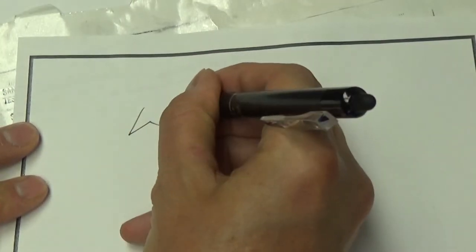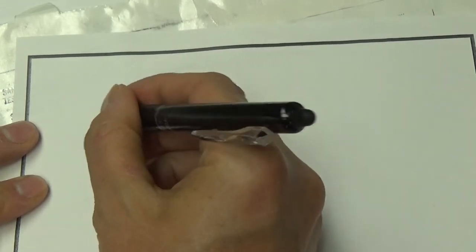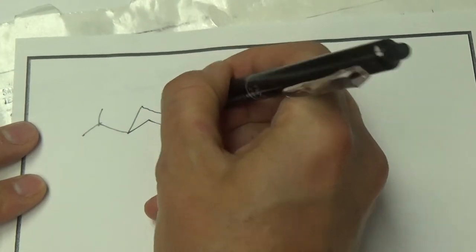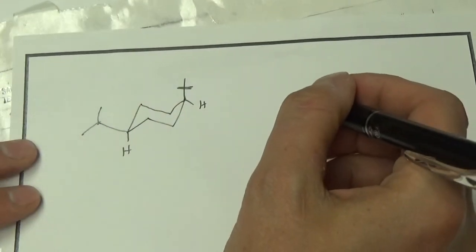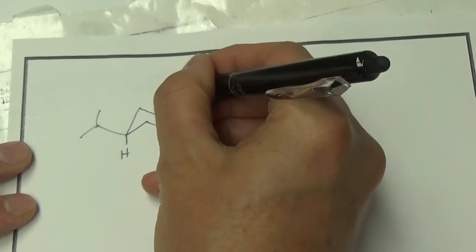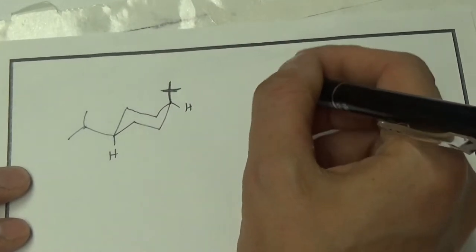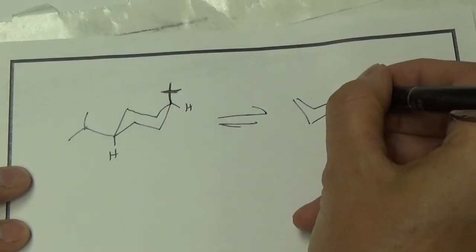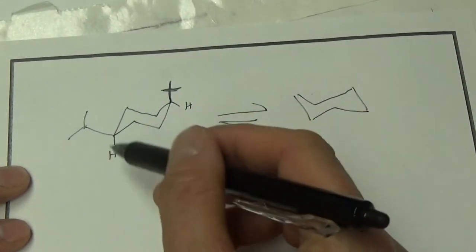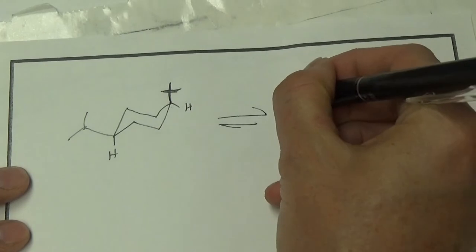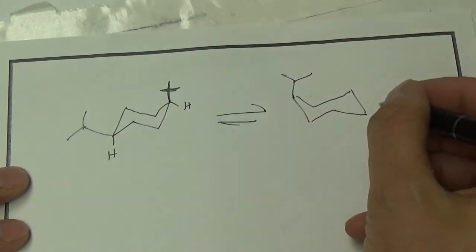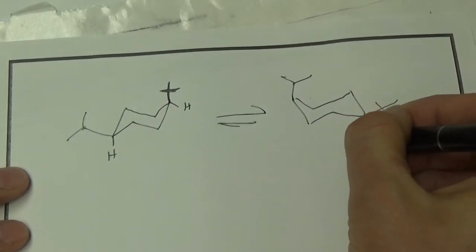I'll do one more. You can do it. We'll say isopropyl versus tert-butyl. Here I'm giving you the structure. Usually I'll give you the name, and there's more practice drawing from the name to the structure. But let's just draw the flip forms. Okay, so isopropyl is up in equatorial, now it'll be up in axial. Tert-butyl is up in axial on the left, and it'll be up in equatorial on the right.